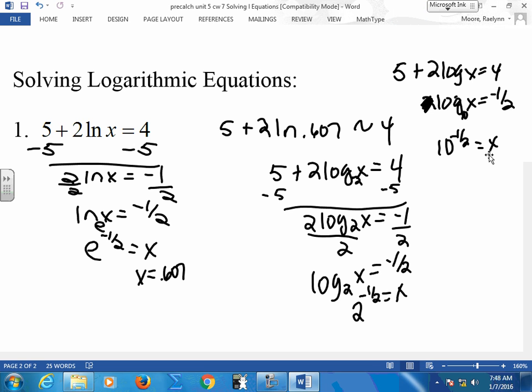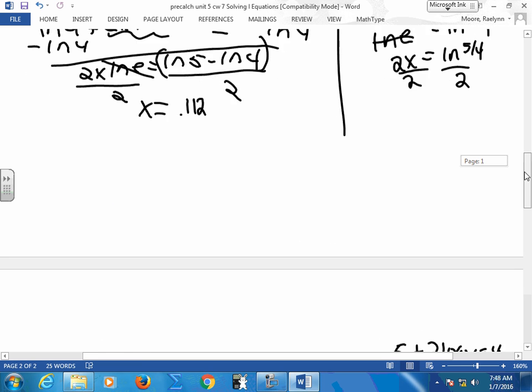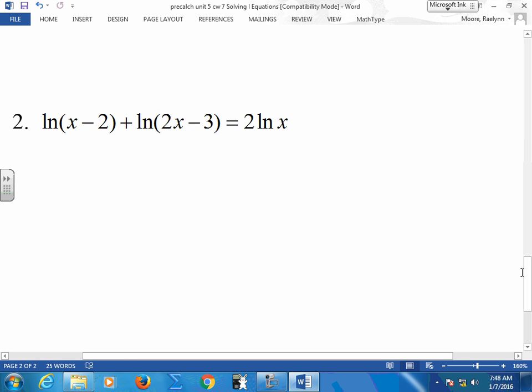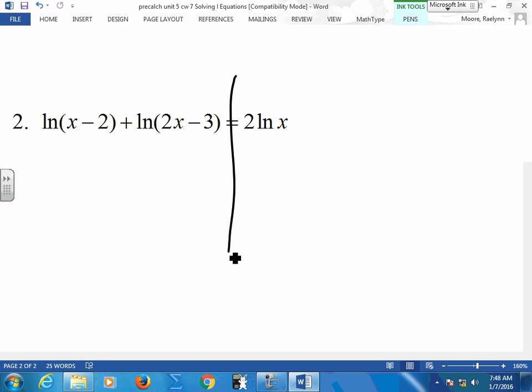So that's the second type of equation. When you have one log, whether it's a log or an ln, you only have one of them. And the third type is when you have logs all over the place. So our goal is to make one side be a log and the other side be a log, one term, and then we can cancel out the logs.